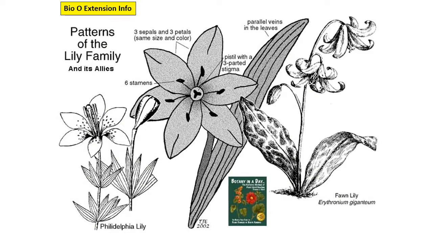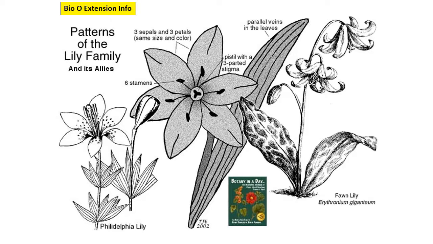All right, the patterns of the lily family. Actually there are quite a number of species, but basically one very clear-cut characteristic is that you look at the number of parts. Usually they come in threes. They have 3 sepals, 3 petals, and the pistil with a 3-part stigma. So even the pistil comes in 3 parts. The stamens, there are 6 stamens.